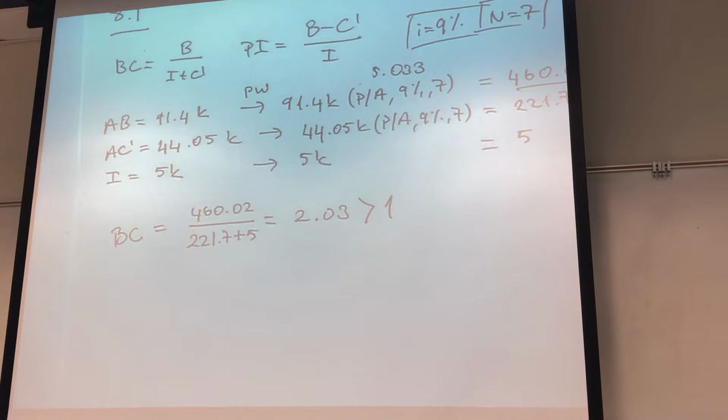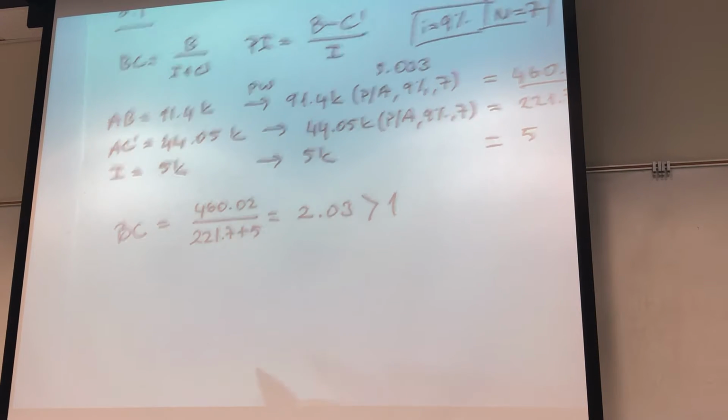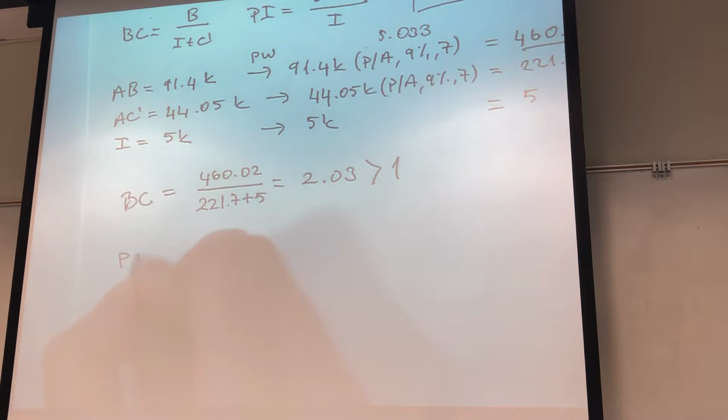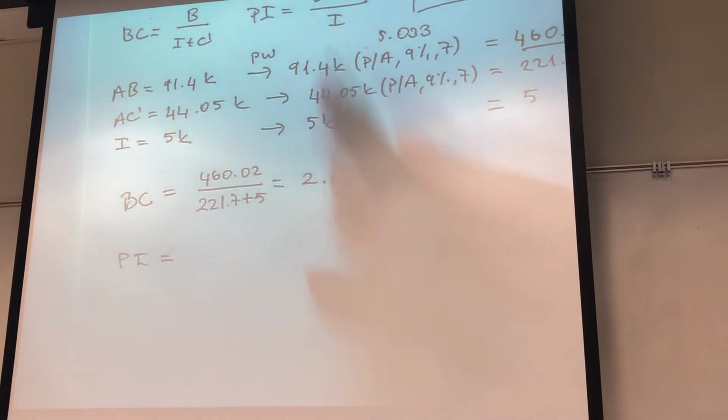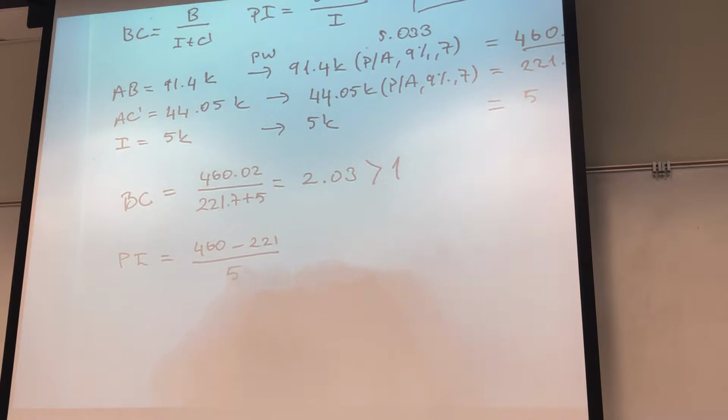Whoa, that's a big number, which is again greater than 1. So what does this tell us? The BC ratio says, hey, do that project. The PI ratio says, yeah, that's cool to do that project. And if you want to do the present value, you'll see they all come up to the same thing. You can do present worth at 9%.